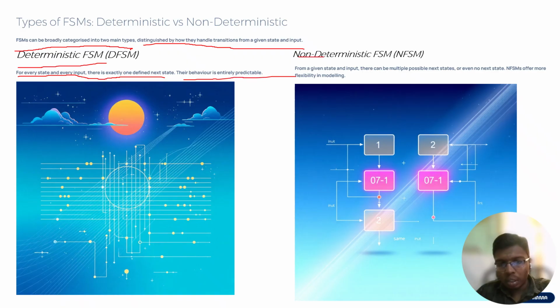Non-deterministic. So this is the example for FSM. Non-deterministic: for a given state and input, there can be multiple possible next states or even no next state. NFSMs offer more flexibility in modeling.